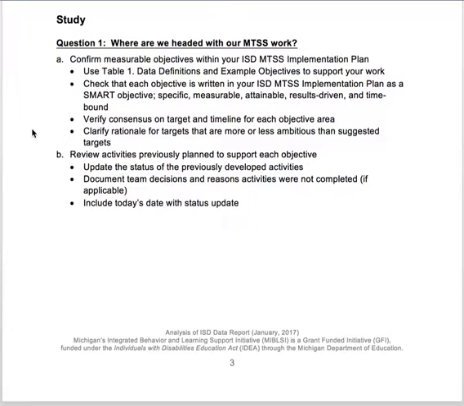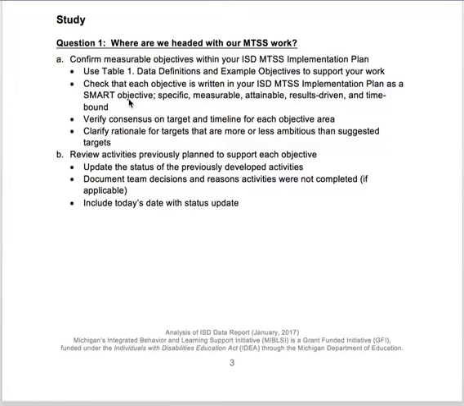Then we move into the study section. We gather our data, and then our first question is, where are we headed with our MTSS work? So our first job is to confirm our measurable objectives within the ISD MTSS implementation plan. As they do this, they can use Table 1, which is on the next page. I'll go to it in just a minute. That Table 1 has data definitions and example objectives to support their work.